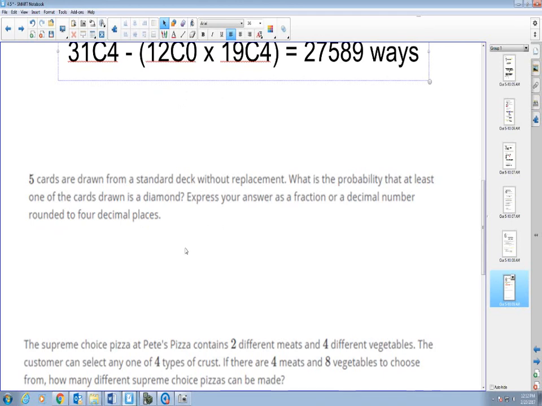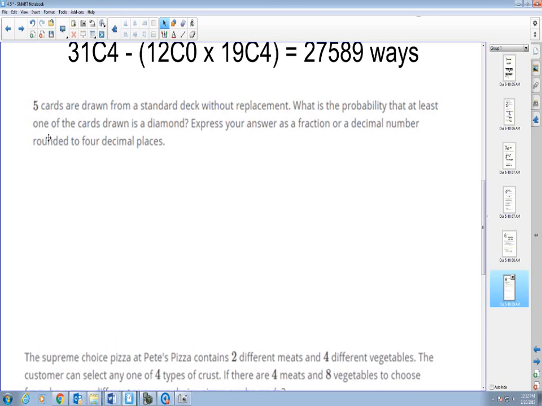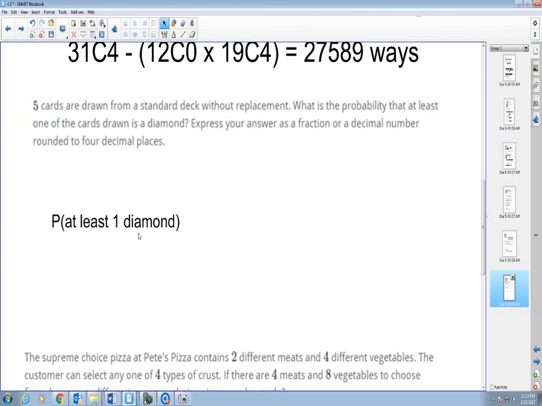Alright, this one is pretty interesting. 5 cards are drawn from a standard deck without replacement. What is the probability that at least one of the cards drawn is a diamond? Alright, at least one diamond. So again, we're going to draw 5 cards. We want to draw at least one diamond.